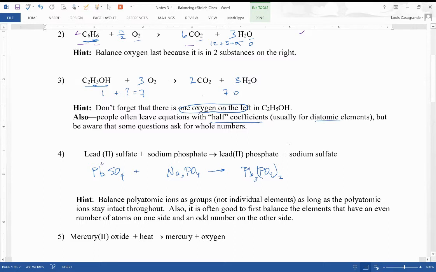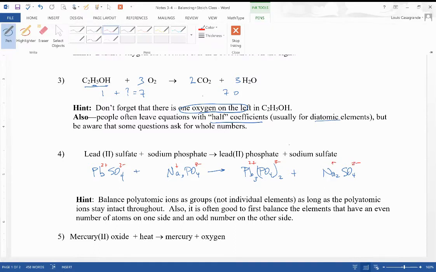Let's just put the charges in. Let's do it in a different color. I'll go back and do it in a different color. And sodium sulfate, Na2SO4. So just in case you are struggling with the charges, we got a 2 plus and a 2 minus. We've got a 1 plus and a 3 minus. We've got a 2 plus and a 3 minus and a 1 plus and a 2 minus. And so that's why we get those subscripts the way they are.